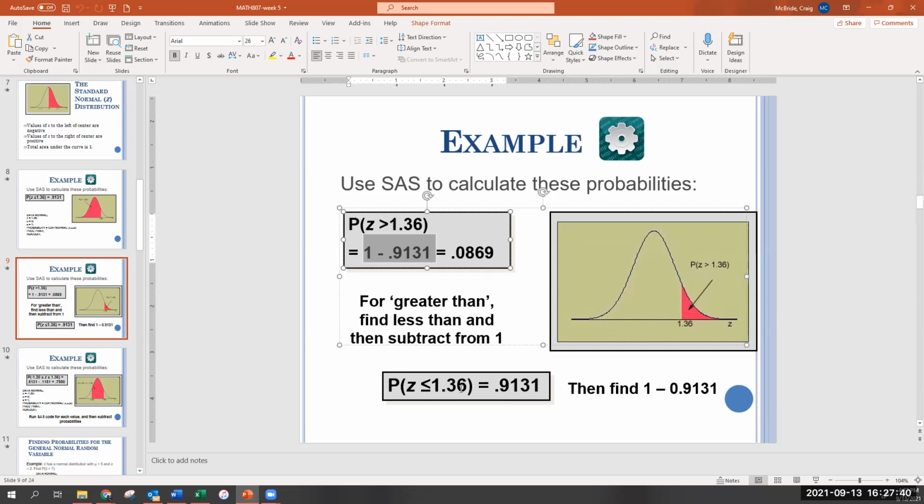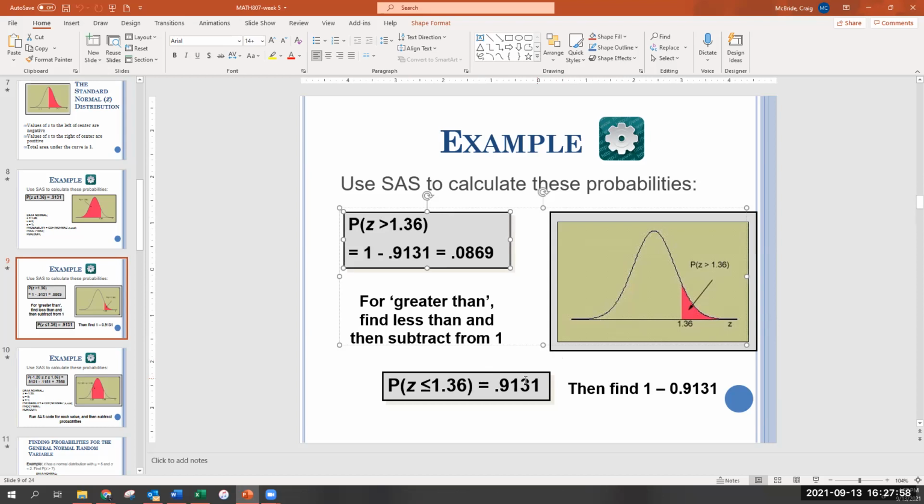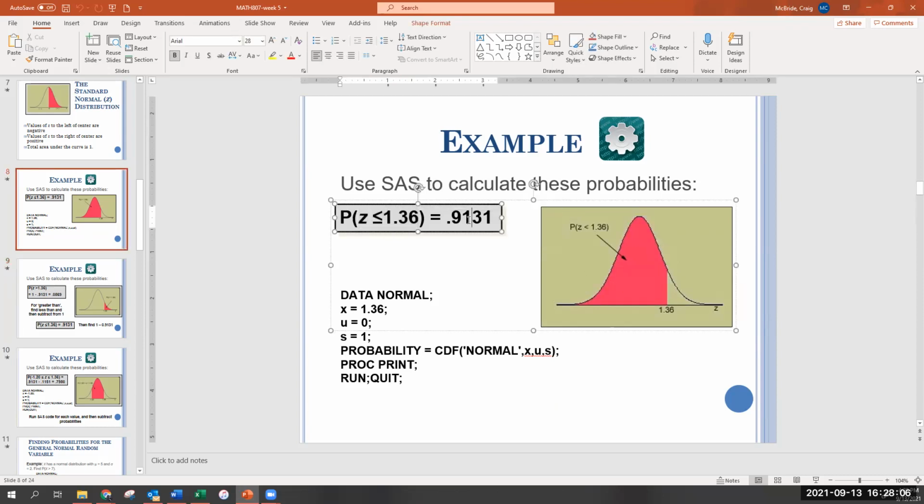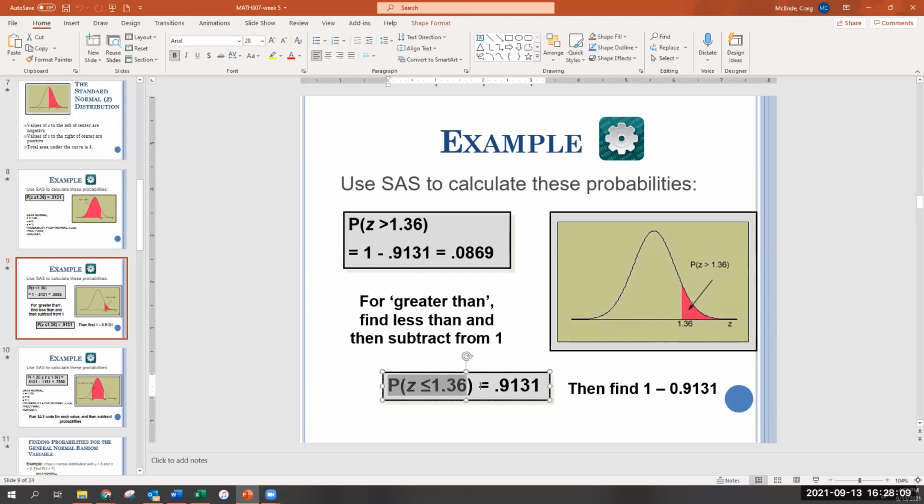This is just pointing out the fact that these are complements of each other, right? If we wanted to find the greater than, it's basically just writing it twice. It's just telling you the same thing. From the previous slide, the probability of being less than 1.36 is 0.9131. So this is just reminding you that that's where that number came from. And then if we take that and subtract it from 1, it's going to give us what we're actually looking for.